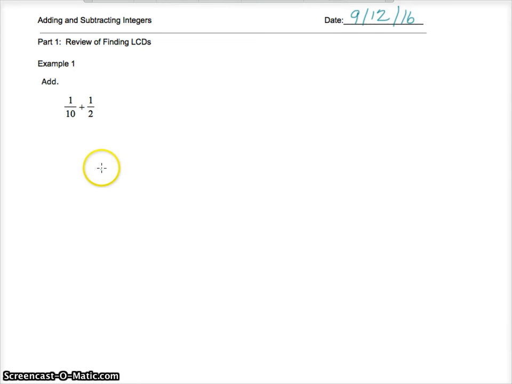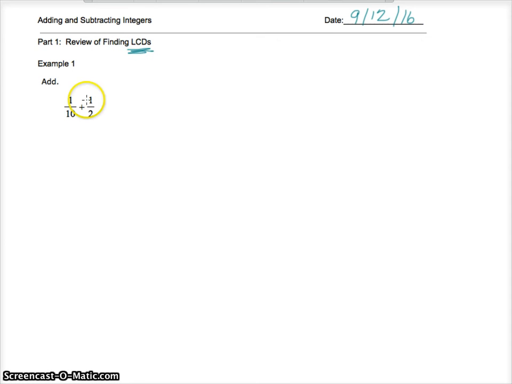There will be 4 videos to this section. I split the last 2 videos into 2 parts so that we could focus on them separately, but they should be fairly short videos in time span. So for the first part, we have reviewing the review of finding least common denominators, commonly known as LCDs.